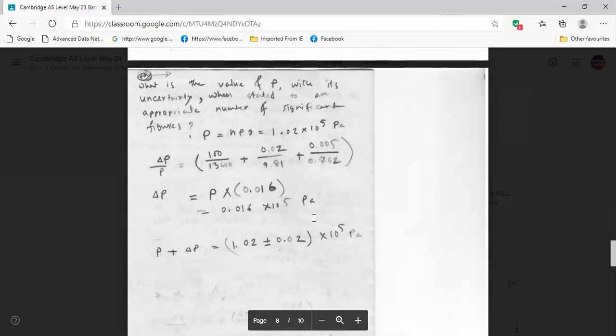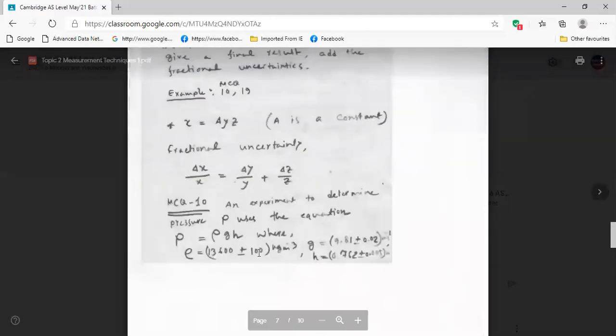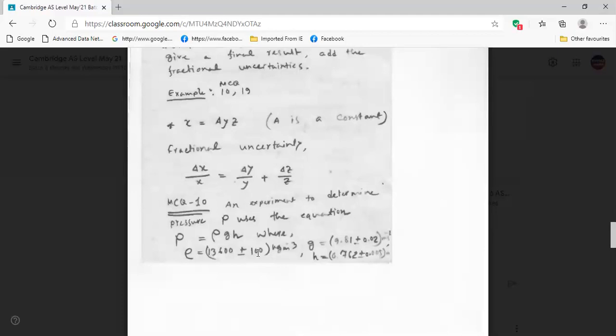Sir, what is that 100, sir? Sorry, 100 is your absolute uncertainty in density. Look, we have here plus minus 100, right? So it is our del rho, okay? And this one is rho, 13,600 is our rho and 100 is del rho. So 100 is our absolute uncertainty in density. Is it clear? Yes.